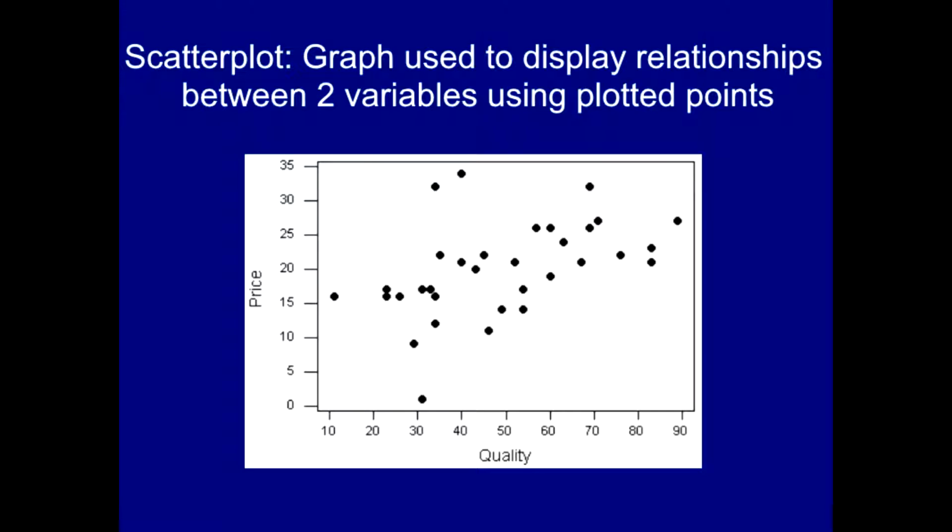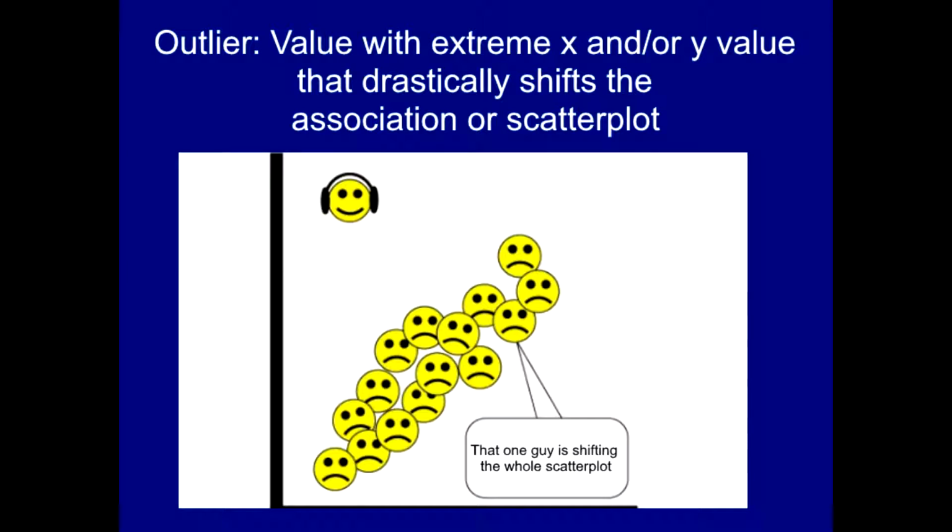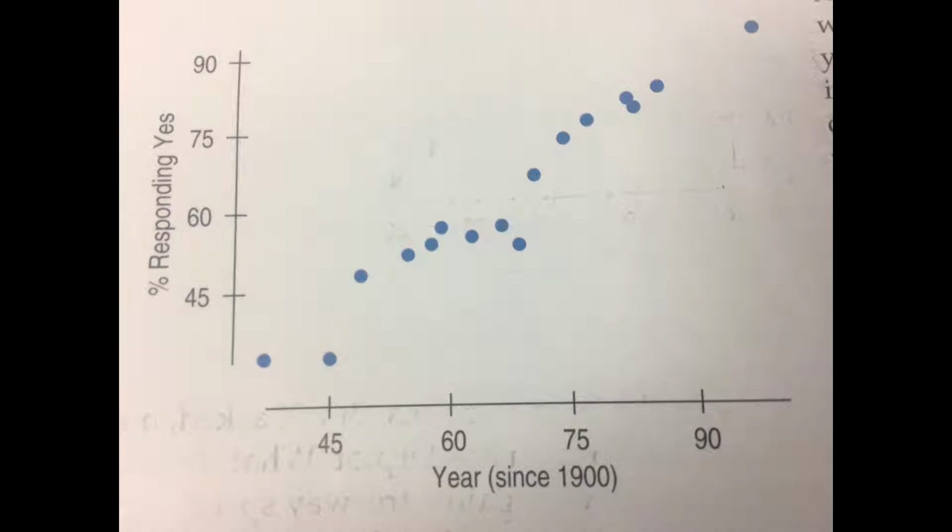This display of data can reveal an association between the two variables, the direction of their relationship that is either positive or negative, the form of the data, and the linearity of the relationship. An outlier is an extreme value located at either an extreme high or extreme low that shifts the association or scatter plot drastically.